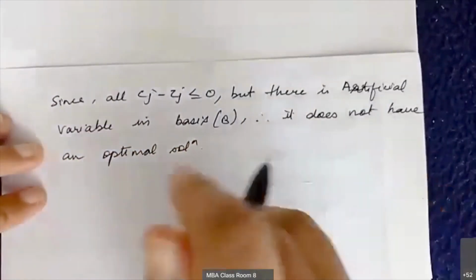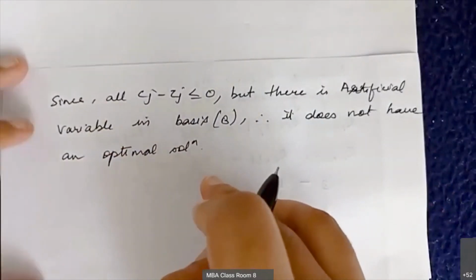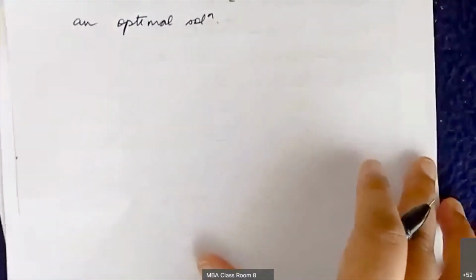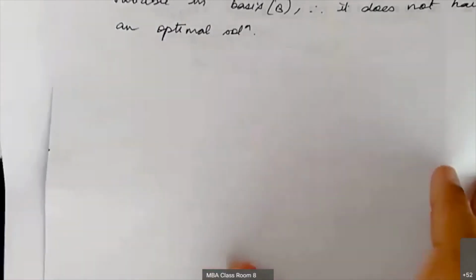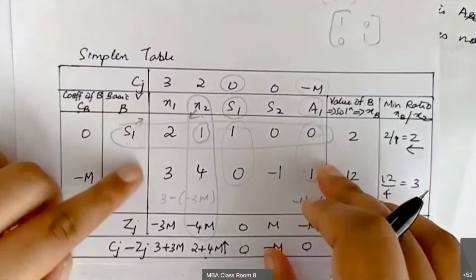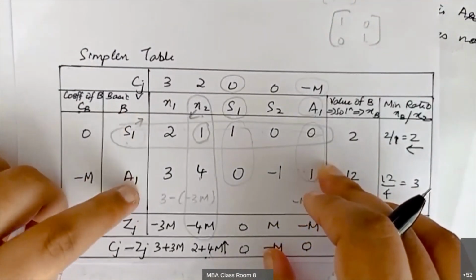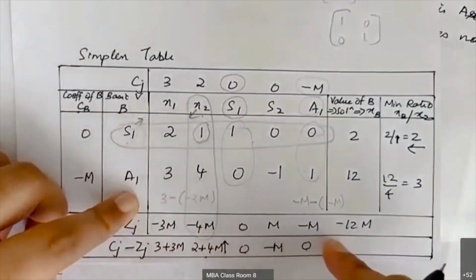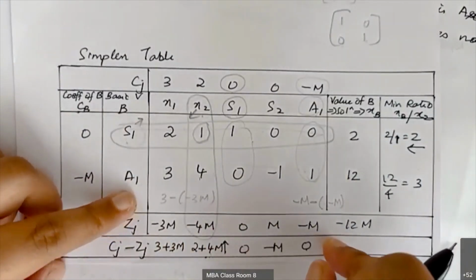Is it clear till now? So this is how it happens. We took the example of the maximization problem and then we did it. We got all Cj minus Zj less than or equal to 0. But unfortunately, in the basis, there was an artificial variable. So we say that even though we have an optimal solution, we do not have any feasible solution.